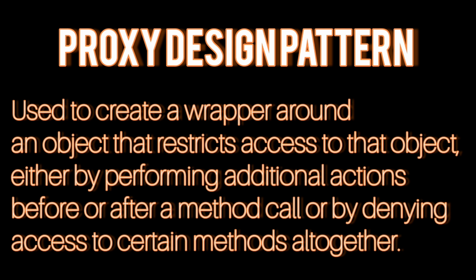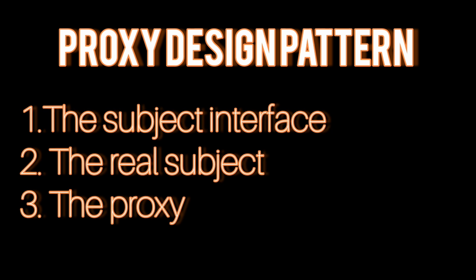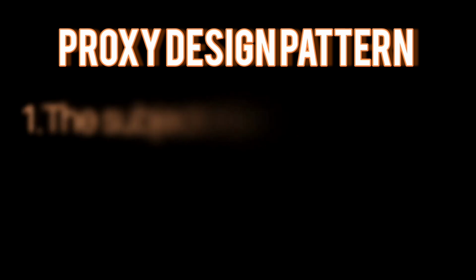It is used to create a wrapper around an object that restricts access to that object, either by performing additional actions before or after its method call, or by denying access to certain methods altogether. This pattern has three main components. The first one is the subject interface, the main interface that defines some methods. The next one is the real subject, the object which implements the subject interface and which the client wants to access. And the third one is the proxy. This also implements the interface but can add additional functionality such as logging or security checks before or after a method call to the real subject.